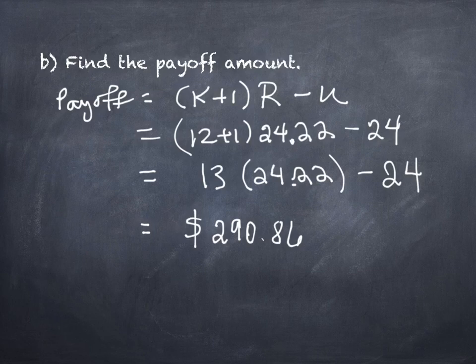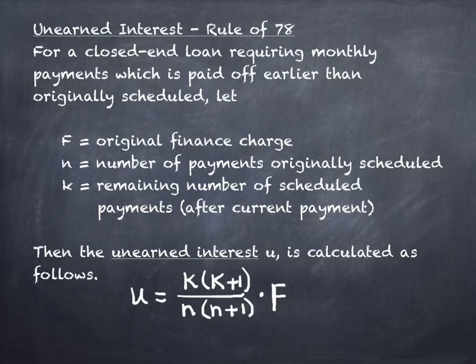All right, one other way of doing this is the rule of 78. So again, we've got a closed-end loan requiring monthly payments, like the dishwasher, like the car loan. It's paid off earlier than originally scheduled. F is the original finance charge, which we've worked with. N is the number of payments originally scheduled, which we've worked with. And K is the remaining number of scheduled payments after the current payment, which we've already looked at. So all of these are pieces that we've seen before. The difference is the unearned interest is calculated differently with this rule.